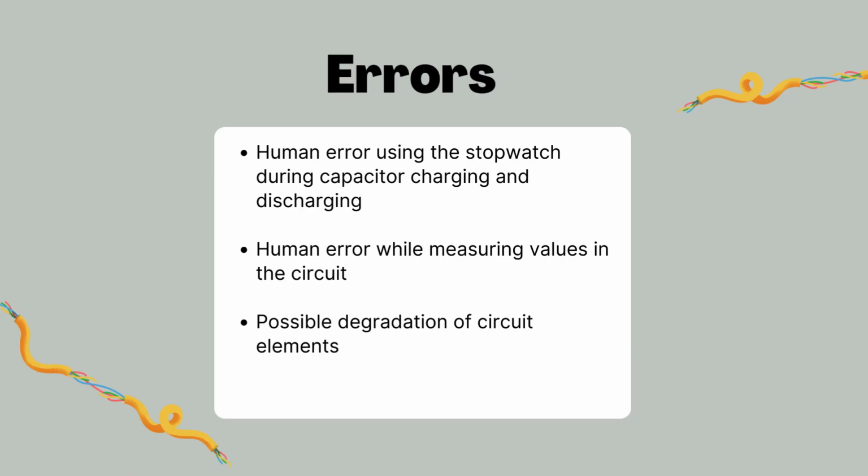So there was human error using the stopwatch during capacitor charging and discharging, in the sense that we might have mistimed just a little bit. And there was also error while measuring values inside of the actual circuit using the multimeters. And there might have also been some possible degradation of circuit elements as well.